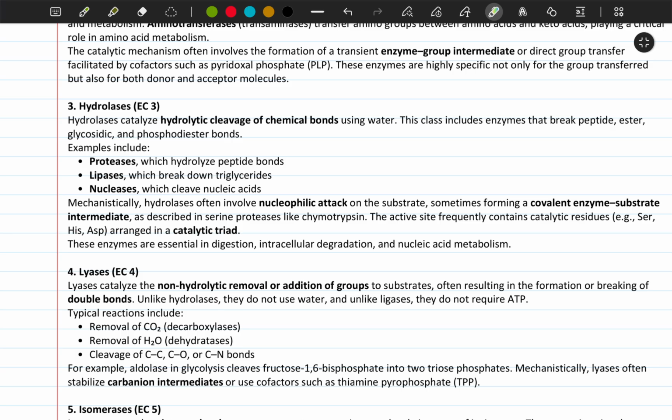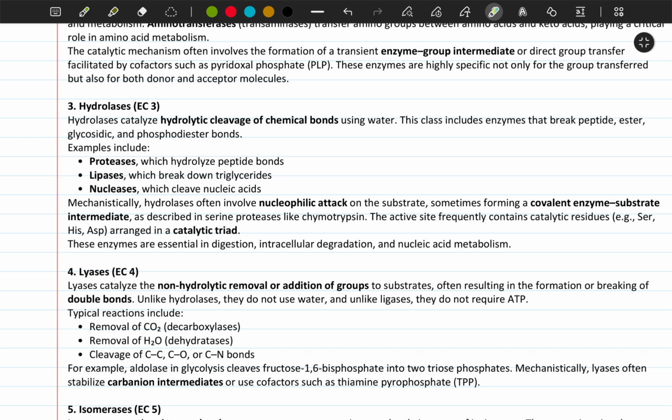Now next is lyases. Lyases catalyze the non-hydrolytic removal or addition of groups to a substrate, often resulting in the formation or breaking of double bonds. Unlike hydrolases, they do not use water, and unlike ligases, they do not require ATP. Typical reactions include removal of carbon dioxide, removal of water, cleavage of C-C bonds. For example, aldolase in glycolysis cleaves fructose 1,6-bisphosphate into two triose phosphates.